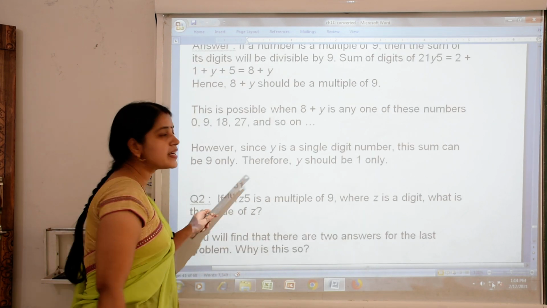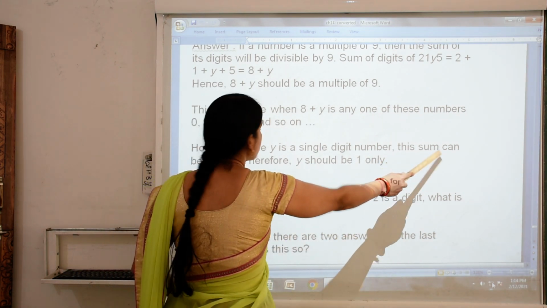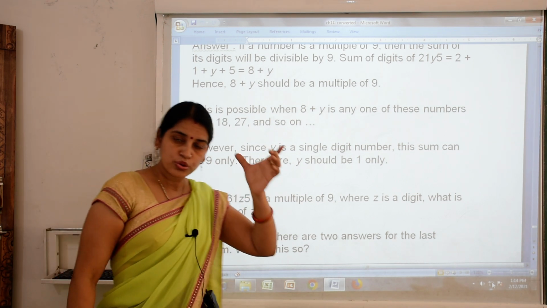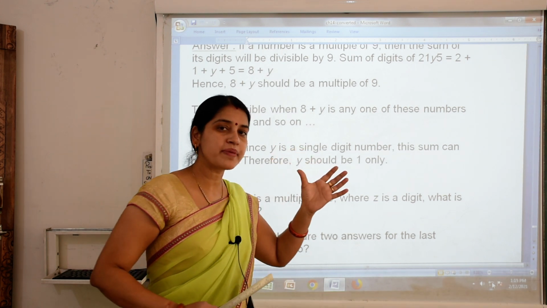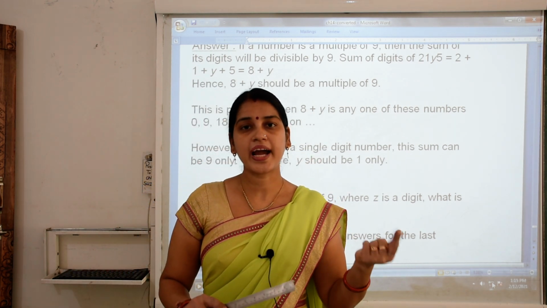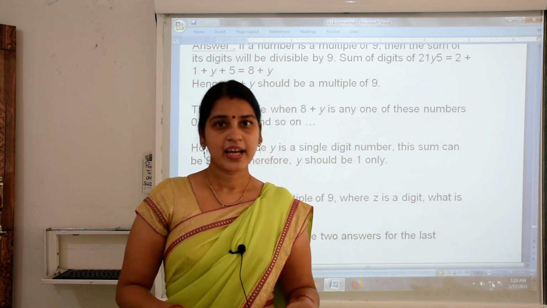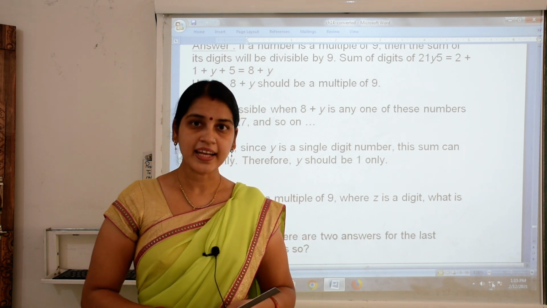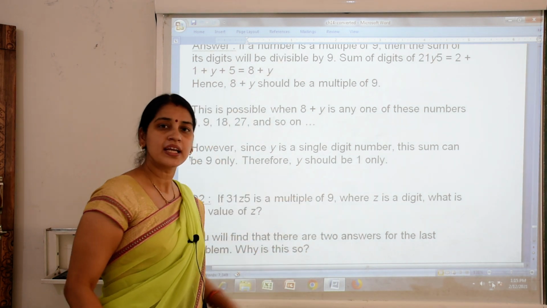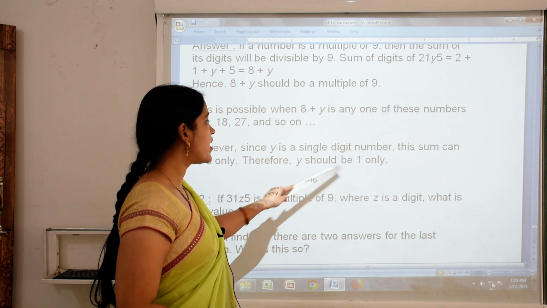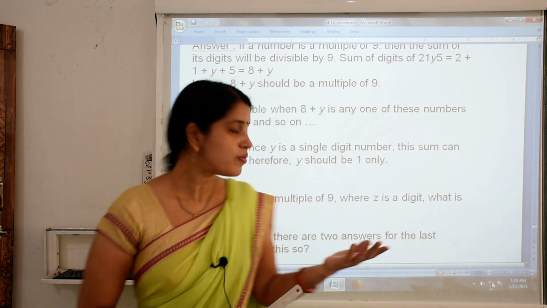Since y is a single digit number, अब y क्या है? एक single digit number है. Therefore this sum can be 9 only. तो उन दोनों डिजिट का सम क्या होना चाहिए? 9 होना चाहिए. And when is it possible? When in 8 you add 1. अगर 8 में हम 1 ऐड करते हैं then we get 9, and 9 is divisible by 9 and 9 is a multiple of 9 also. That's why y should be only 1. Okay. So the possible value of y is 1. So in this way we can find the value of y.